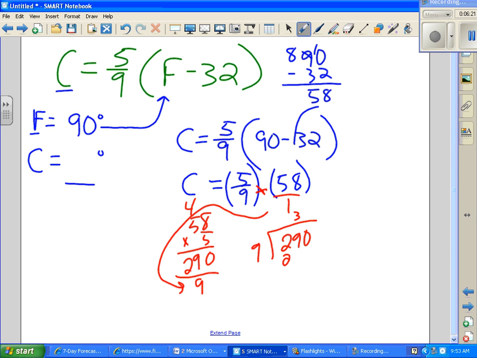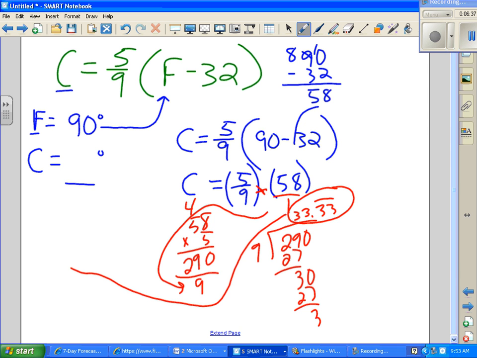9 times 3 is 27. Bring it down. It looks like 33.3 repeating. So there we go. 90 degrees Fahrenheit is 33.3 repeating degrees Celsius.